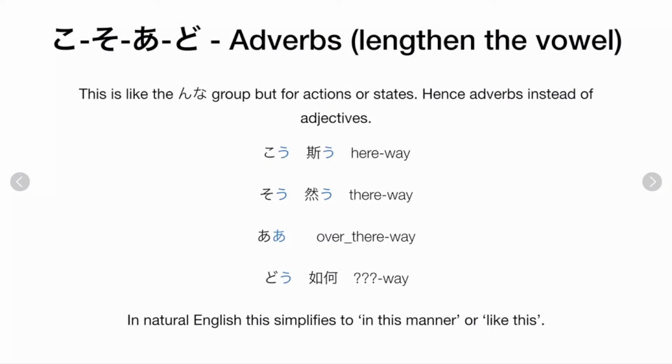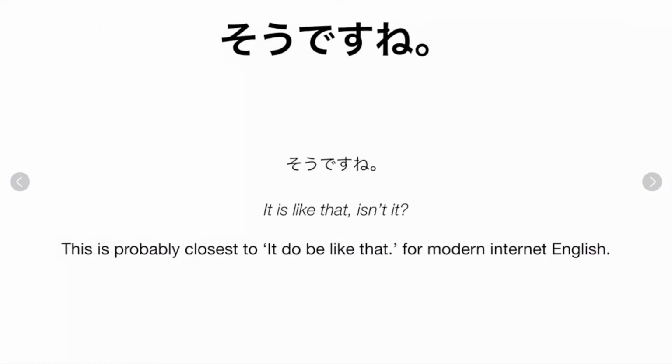Okay. If you lengthen the vowel, it becomes an adverb. So ko, so, a, and do become like this, like that, like that over there, and how. So, so desu ne, Yago's favorite slang, right? So is like that. Desu, it is like that. Ne, isn't it? So, it is like that, isn't it?